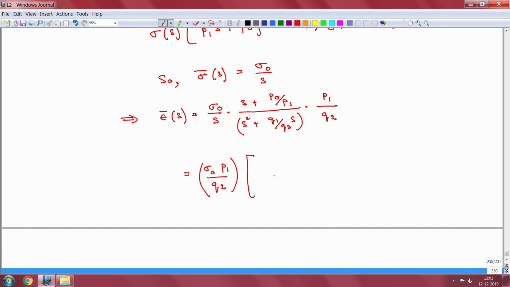So, this will now become, if I just club all the constants together, so sorry, this is Q2, and I am just going to split this into 2 partial fractions here, and here we will have, so this s will get cancelled with this one. So, we will have an extra s here, s plus Q1 by Q2, and on this side we have P naught by P1, we have s square, s plus Q1, right.